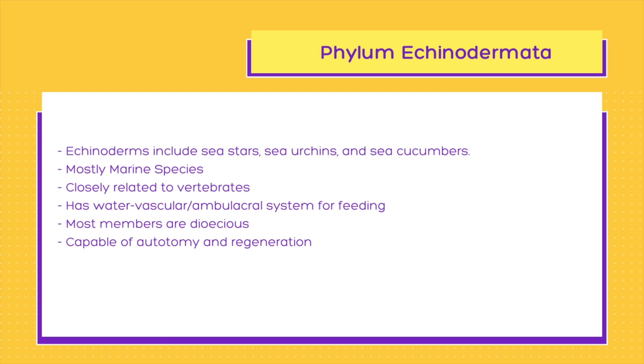One feature that distinguishes them from the others is their water vascular or ambulacral system, which is a system of canals which end at their podia, which function in feeding, locomotion, respiration, excretion, and chemosensation. Most echinoderms are dioecious and are capable of autotomy and regeneration of lost parts.